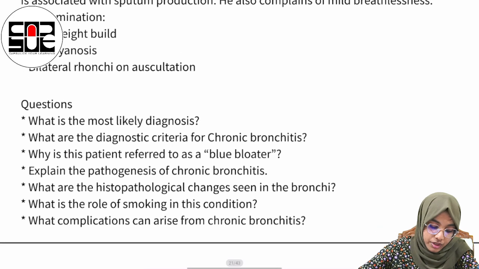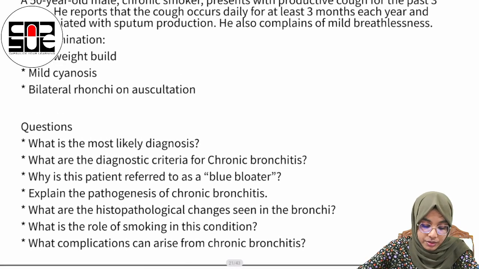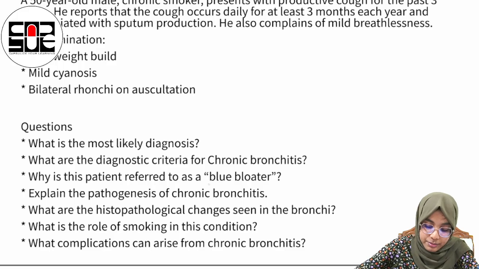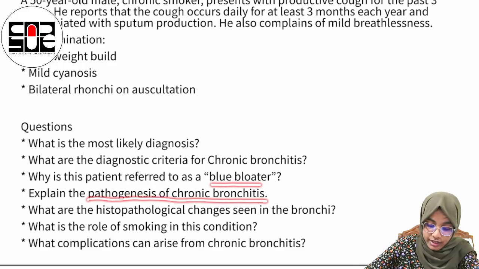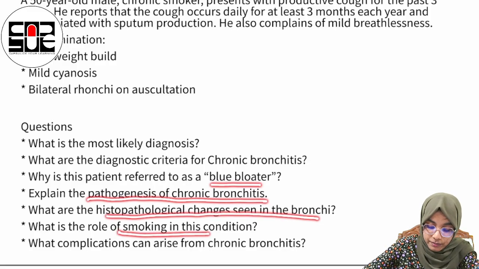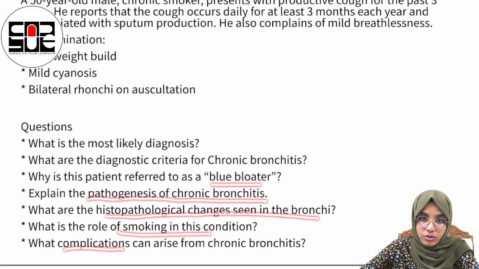What are the questions? What is the most likely diagnosis? What is the diagnostic criteria for chronic bronchitis? Why is this patient referred to as blue bloater? What is the pathogenesis of chronic bronchitis and the histopathological changes? What is the role of smoking and the complications of chronic bronchitis?